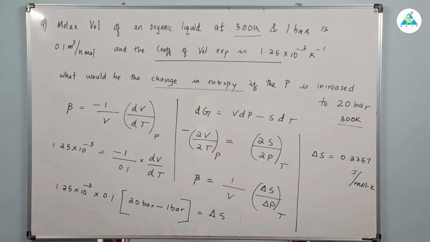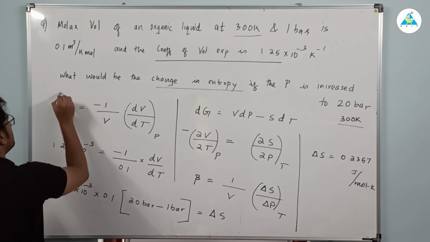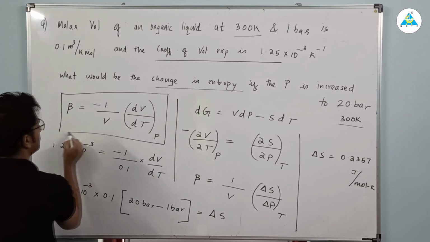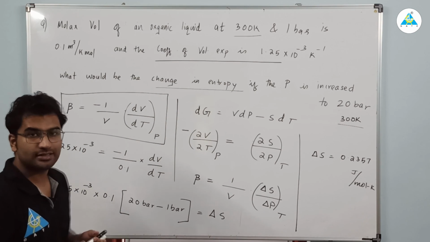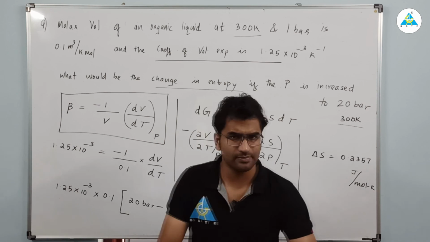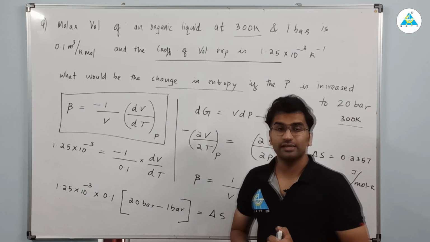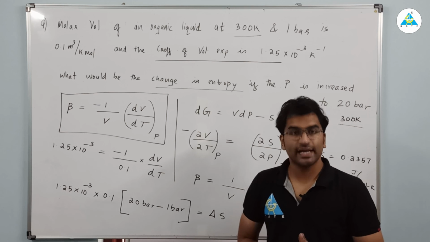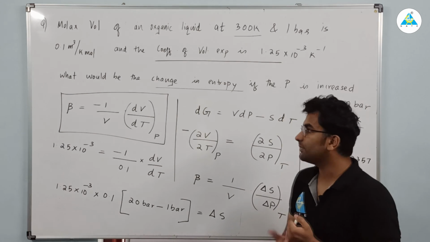Clear? So the only thing in how to calculate this question is very simple. You have the equation for beta that you will study from your fluid mechanics or heat transfer or thermodynamics, doesn't matter, right? Because this beta is useful in your natural convection, right? Natural convection में आपने किया होगा, right?